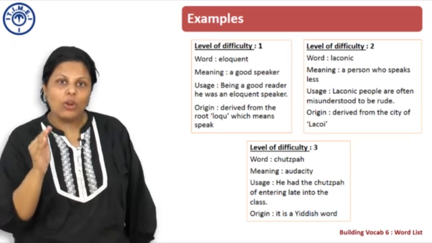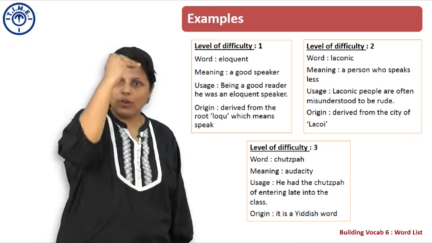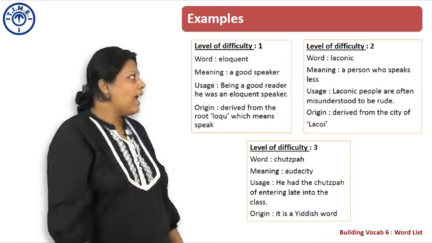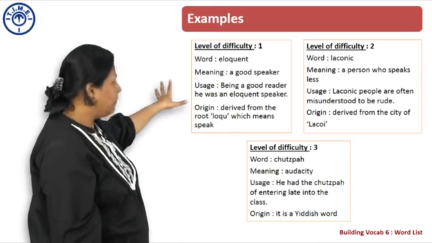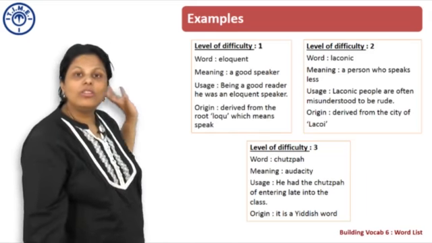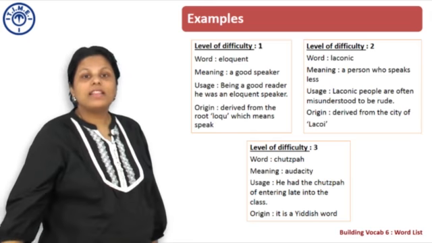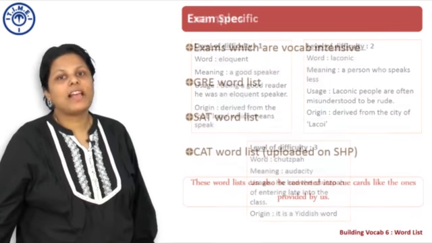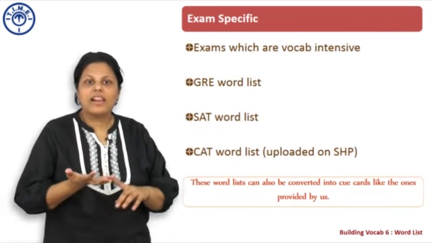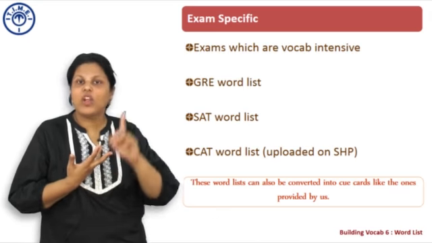So when you're creating your own word list, can you create level 1, level 2, level 3, and can you use this kind of template to basically try and create your own word list? That's one. The second type of word list that we have are exam specific. Let's say CAT, let's say SAT, let's say GRE, any of these exams.